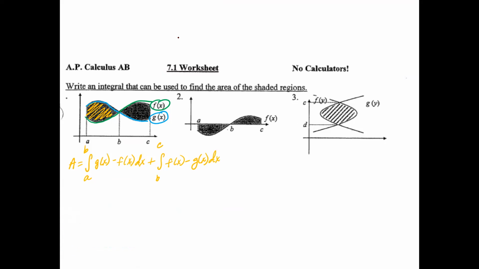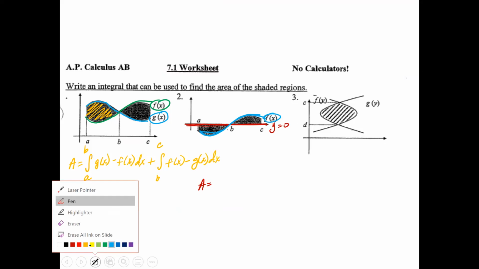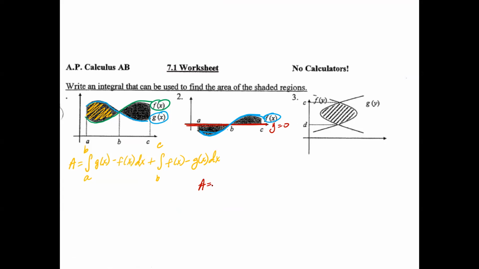Okay, so for number 2, you have area, and you know that y equals 0, which is this piece right here. Your f of x is going to be this piece right there. Then the integral from a to b is going to be the top part, which is 0, minus the bottom, which is f of x, dx, plus the integral of the second half, top part, which is f of x, minus the bottom, 0, dx. And this piece is from b to c.